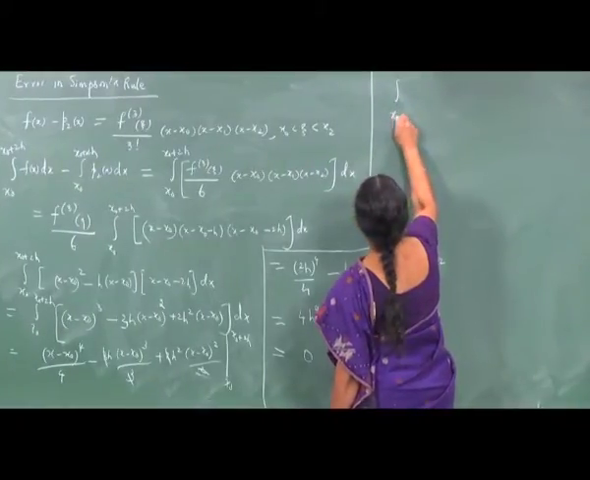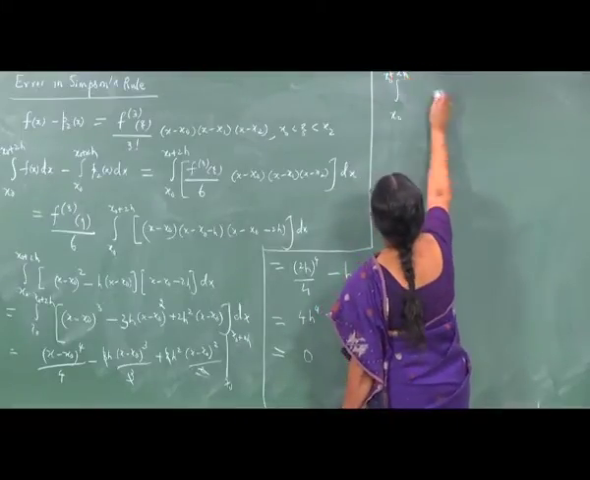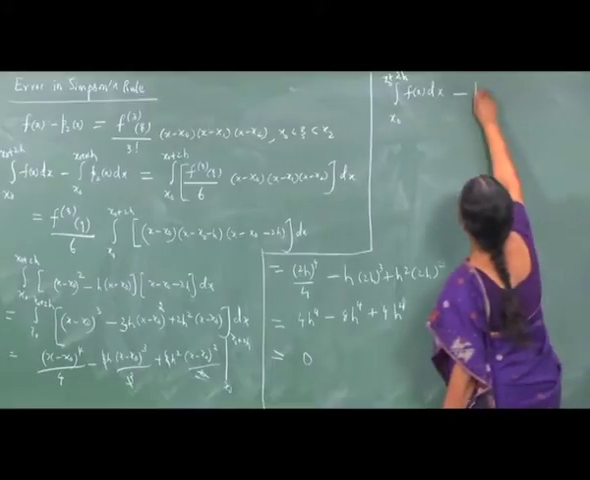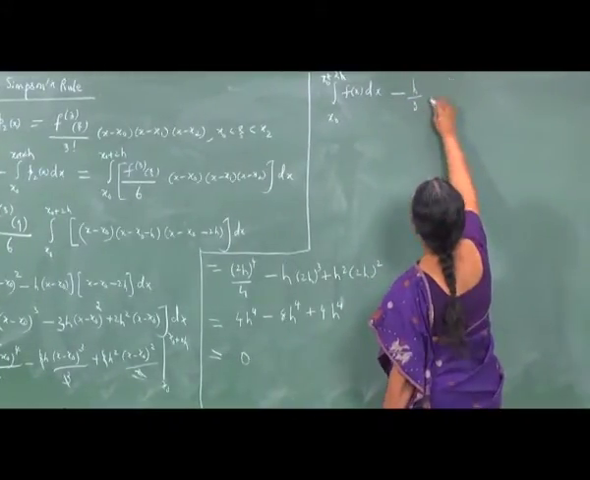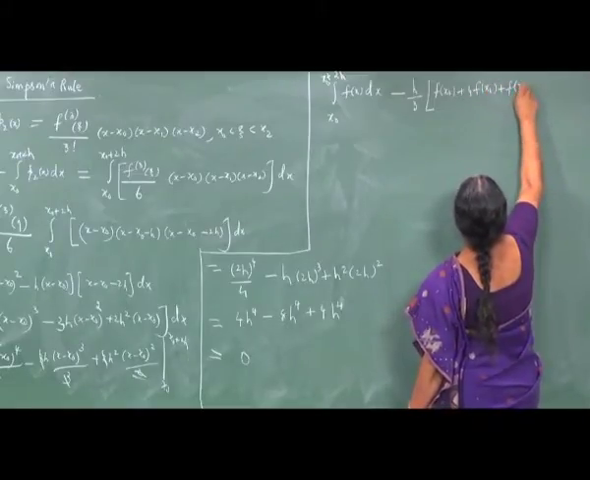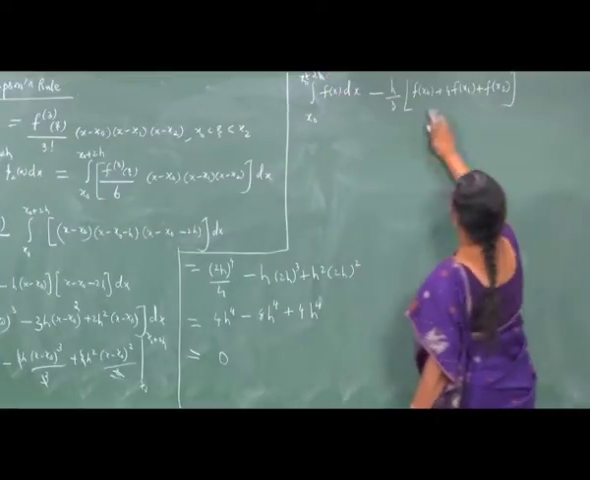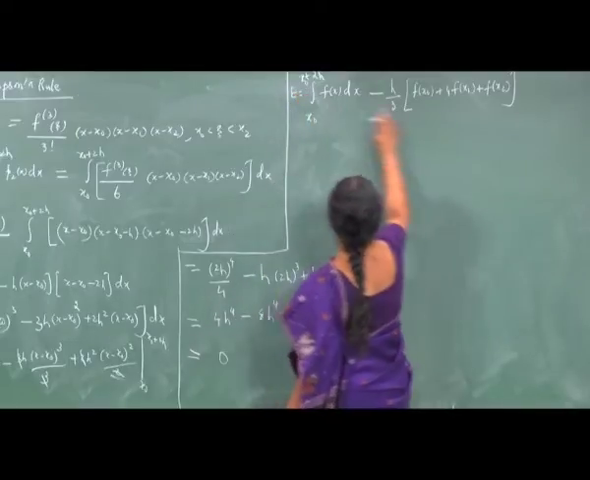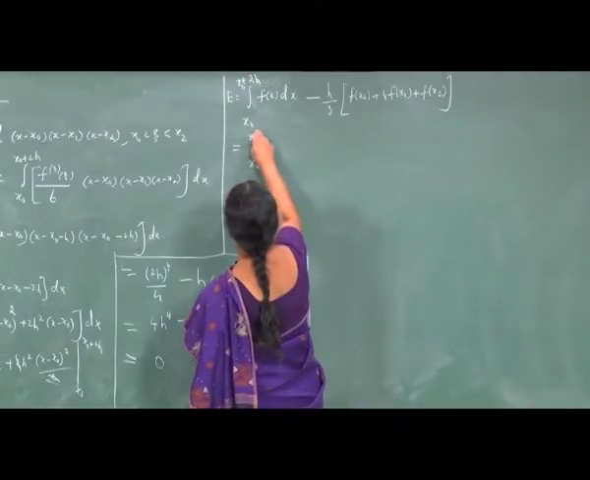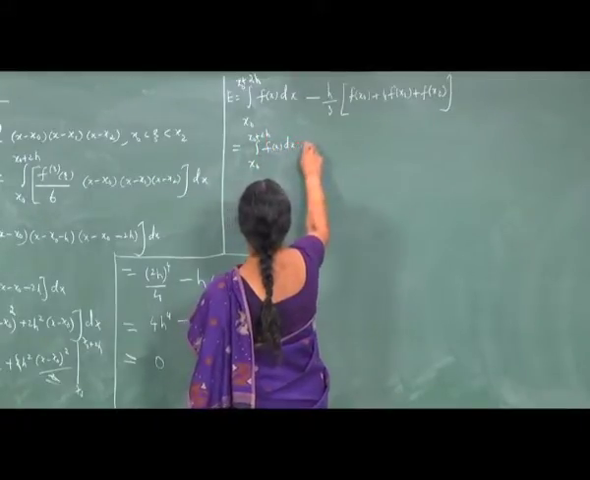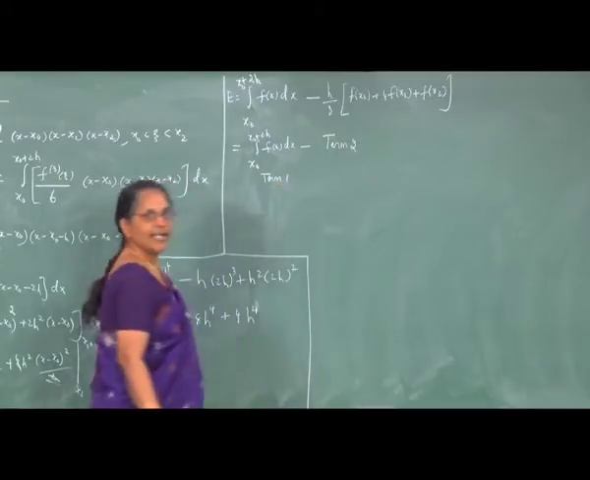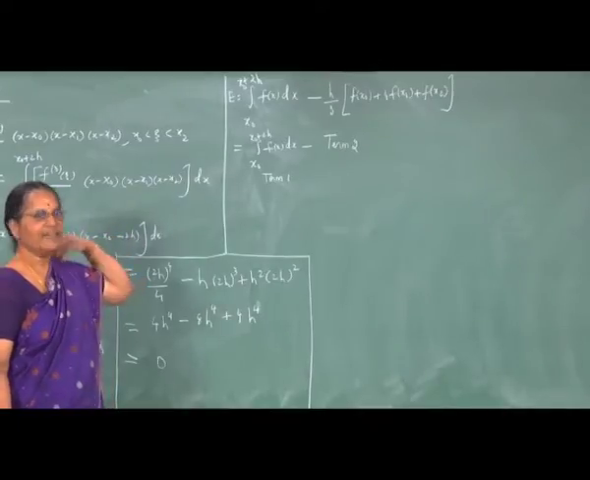Namely, we wanted to see what is the difference between the integral from x0 to x0 plus 2h of f(x) dx minus the formula that we derived, namely h by 3 into f(x0) plus 4 times f(x1) plus f(x2). We approximated this integral by this method. So the error is this minus the method that evaluates this integral approximately. So it is the integral from x0 to x0 plus 2h of f(x) dx minus, I shall call this term 2 and this term 1, and evaluate one by one and then finally see what the difference is.